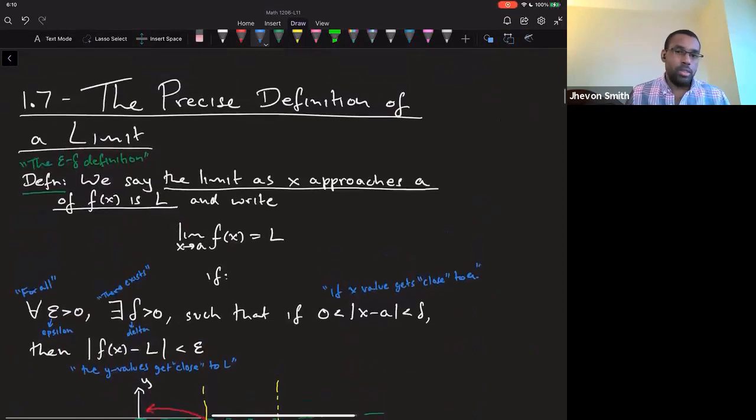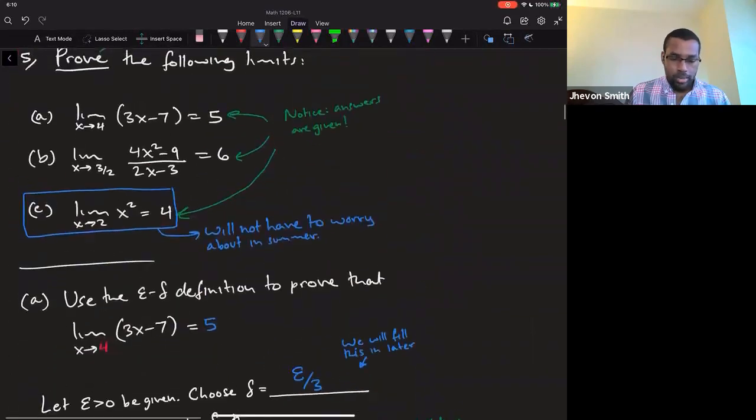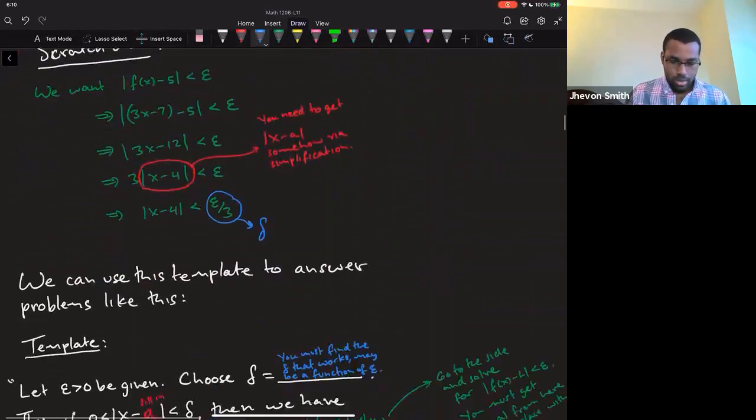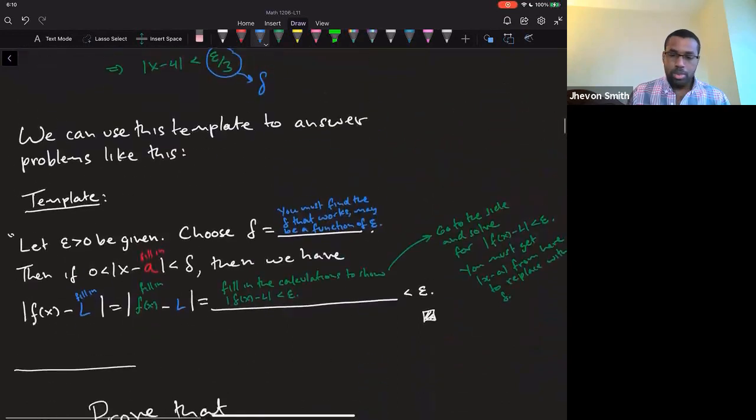We also spoke about the precise definition of a limit and how to prove that a limit exists according to this definition, for which I gave you a template, which is pretty much this. And I showed you how to actually fill that out. So make sure you know that.